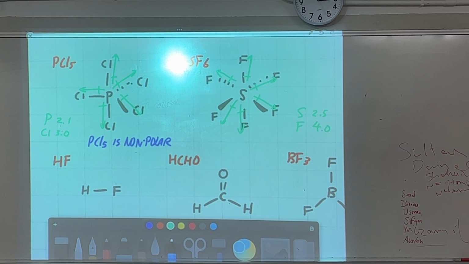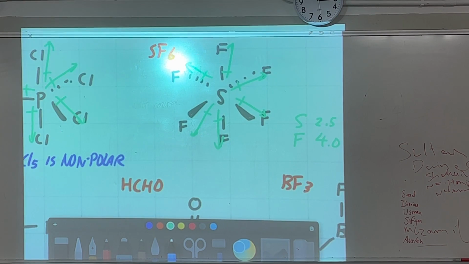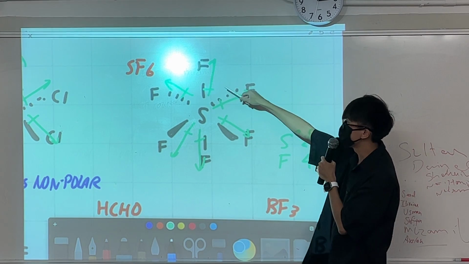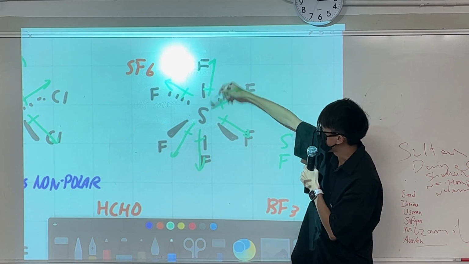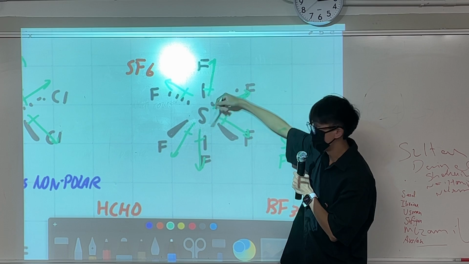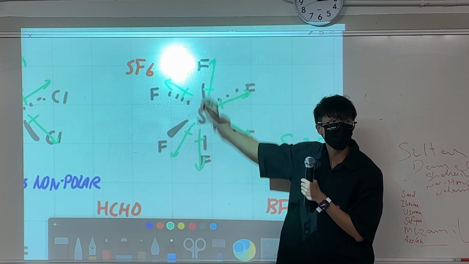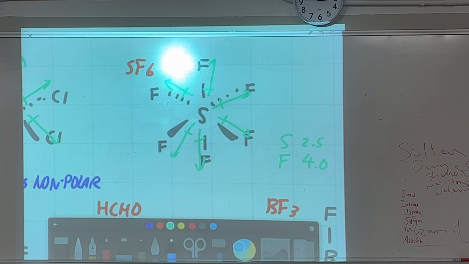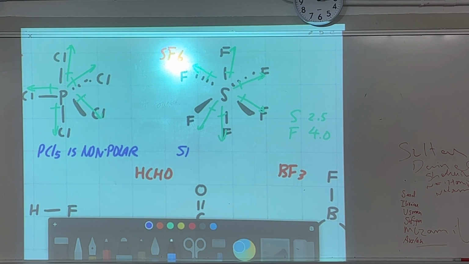So do they cancel? Yeah, this one you should be able to see clearly why it cancels. This and this will cancel out. This and this will cancel out. And this will cancel out. So everything cancels out. When the dipoles cancel out, what's the conclusion? Non-polar. Yes, SF6 is non-polar.